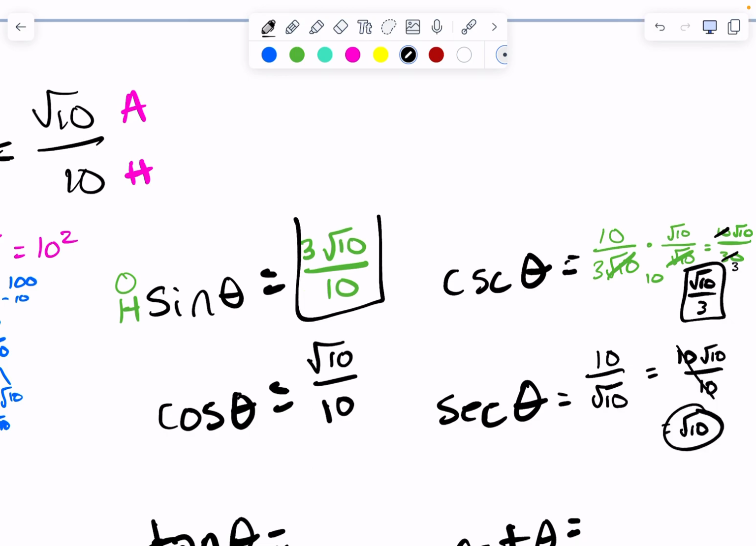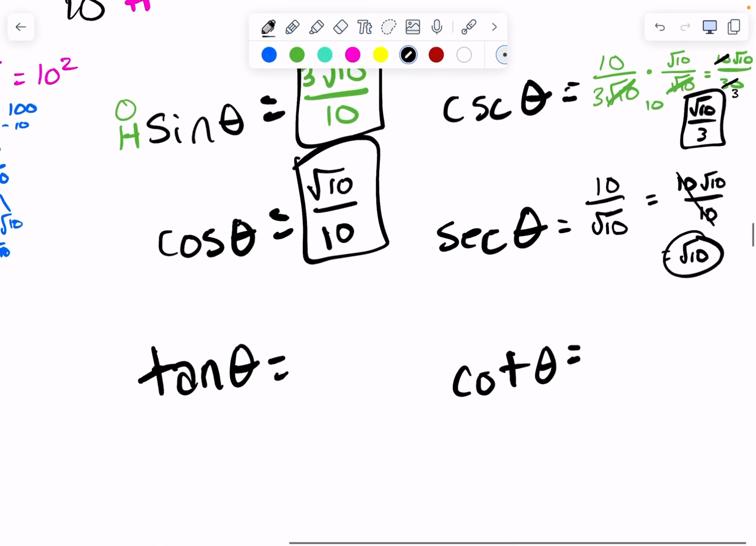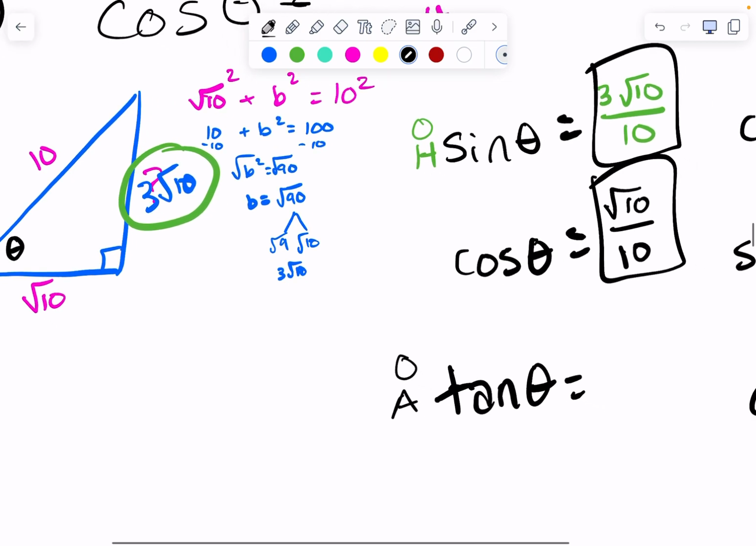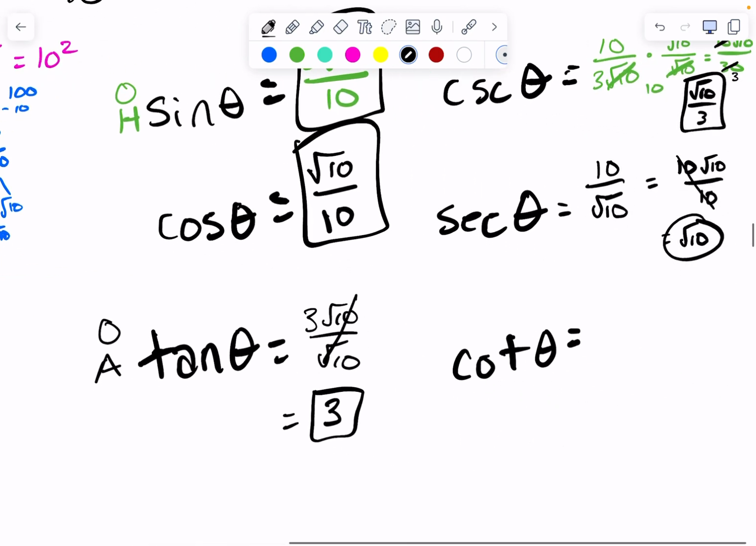So there's that, okay? Then the tangent. Tangent is OA, opposite over adjacent. Opposite is, hey, this one's nice. Opposite is 3 square roots of 10. Adjacent is the square root of 10, yeah? They cancel. Those will cancel, so tangent is 3. What's the reciprocal of 3? 1/3. That's really nice.